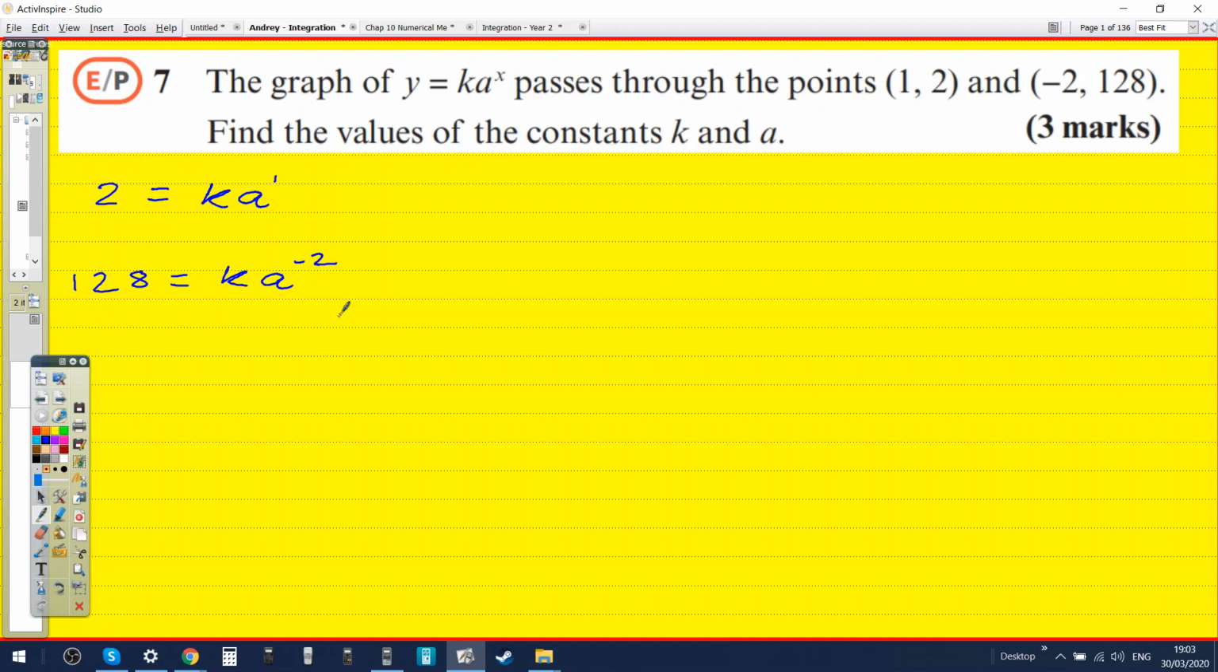I'm guessing that because I know what that 2 is going to be, ka, do I need to do 2 over a is equal to k or something like that? That would work, yeah. And so I would do 128 is equal to 2 over a times a to the minus 2. So that's just going to be 128 is equal to 2a over a to the minus 2, or is that wrong?